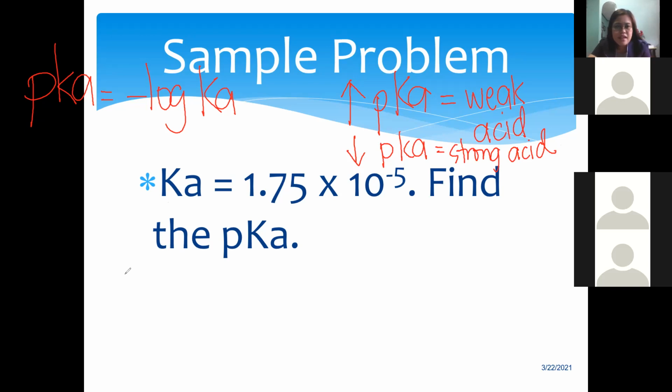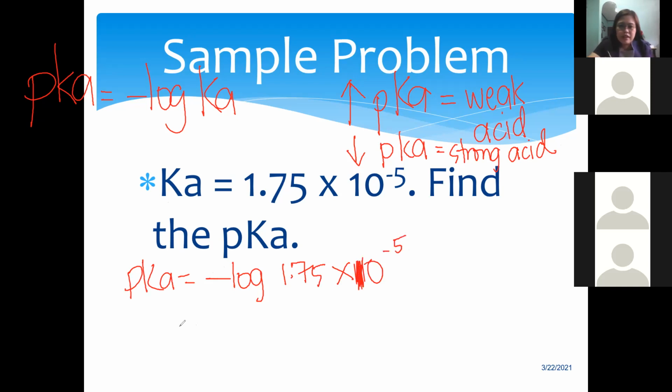4.76. Let us see. So pKa is equal to negative log of 1.75 times 10 raised to the power of negative 5. Ay, doble na nun. This is times 10 ha. So negative log of 1.75 times 10 raised to the power of negative 5. The answer here is 4.76.